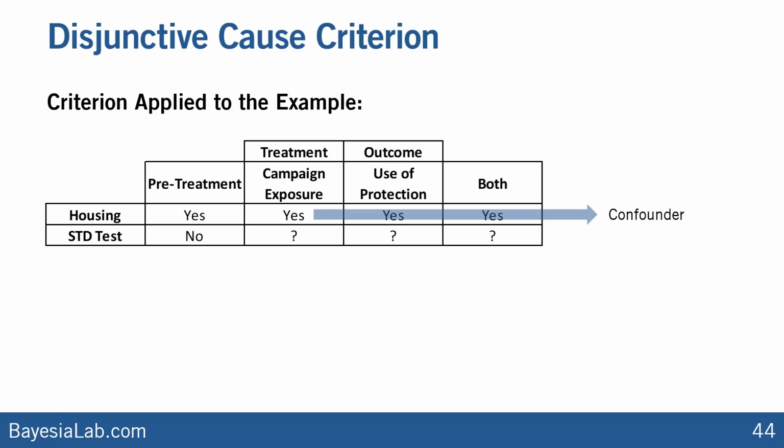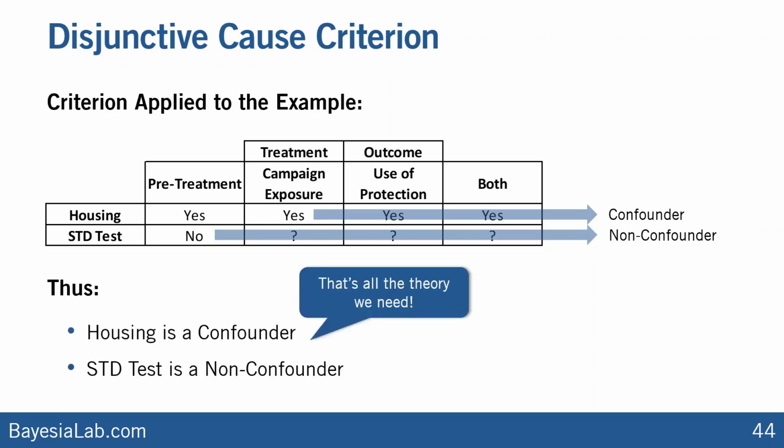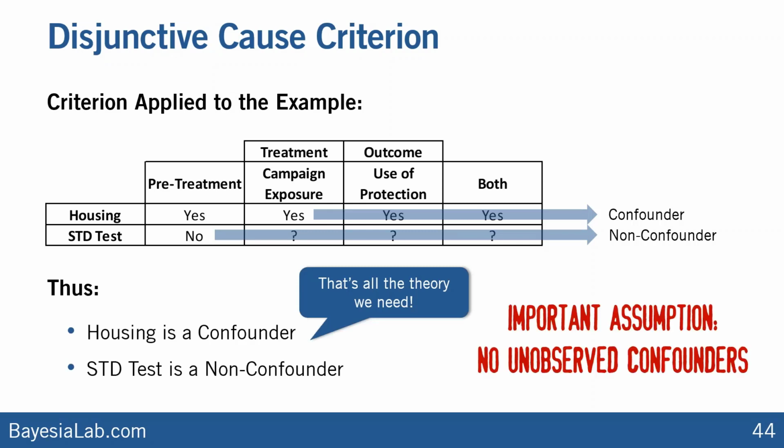Is it a pre-treatment variable? No. So with that, it's immediately nixed as a confounder, and we have to declare it as a non-confounder. So we don't even need to think about which way could campaign exposure cause the STD test or which way it goes, since it is not a pre-treatment variable. It's a non-confounder. So with that, this is all the theory we need, plus, of course, no unobserved confounders. We always need to keep that in the back of our heads.